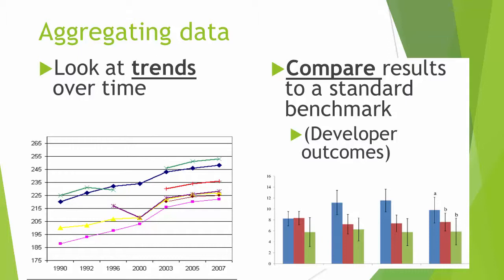Second, aggregating data allows you to look at differences in outcomes and processes across different implementations or participant populations. This process of comparison can be used to look at differences as they relate to a standard benchmark. For example, the developer's outcomes and results in the efficacy trial.